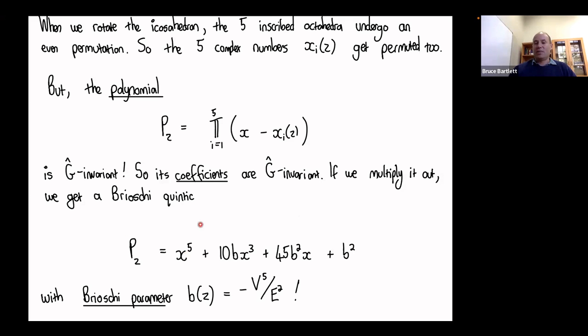You get out a quintic, obviously, in x, and the coefficients have this pattern where that parameter b is minus v to the 5 over e squared. Isn't that beautiful? So I multiply out the polynomial constructed from the octahedral functions, and I'll get out a brioche quintic with a certain parameter b. That's the fundamental relationship between the icosahedron and the quintic.